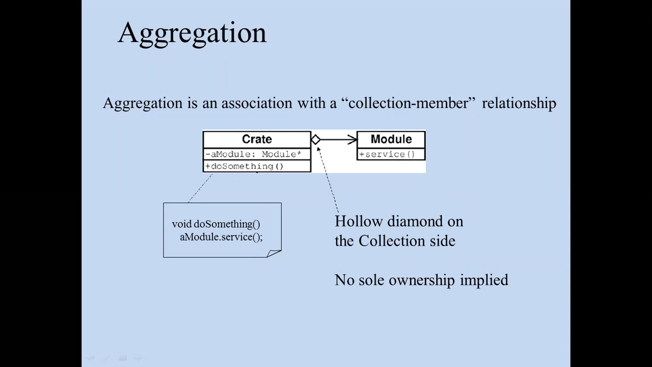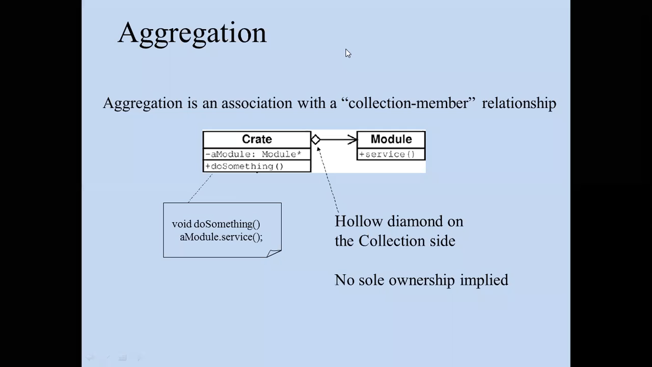Then aggregation. We have seen the aggregation. It is an association with a collection member, a collection-member relationship. How do we note that? This is the notation for aggregation. Here you can see a hollow diamond on the collection side.